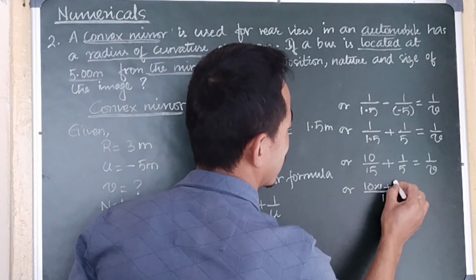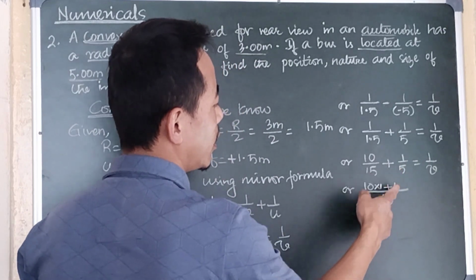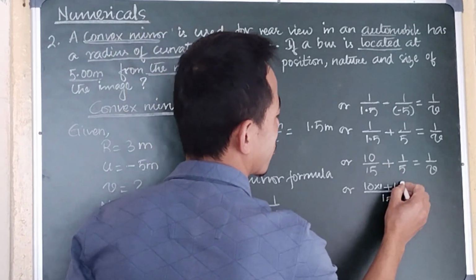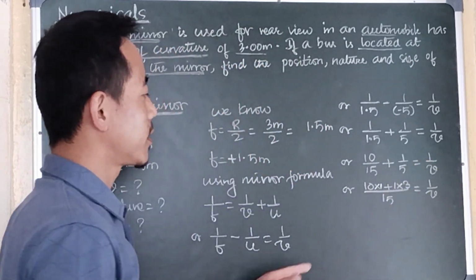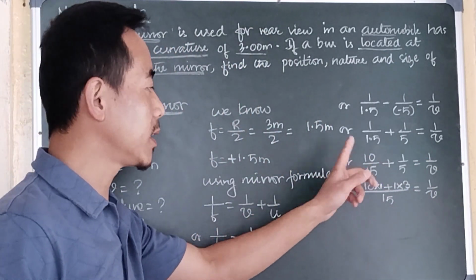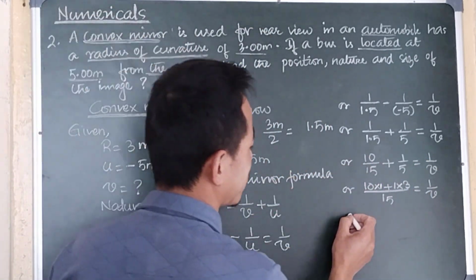So this 10 will be multiplied with 1. Then we have plus, here we have 1. 5, 15 will be 3 times. So we'll multiply it with 3. So you have to work on this section if you have problem to find the LCM and do the calculation.